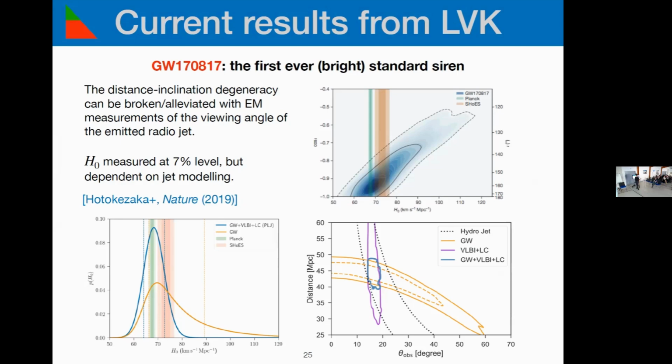But if you assume basically the Hubble law, this is just the distance. And you can see here that there is strong degeneracy. You can see it also here, that you can basically break it once you add information from the electromagnetic kilonova. This, of course, is very nice, but it depends on your model for the kilonova and so on. So it adds possible systematics.